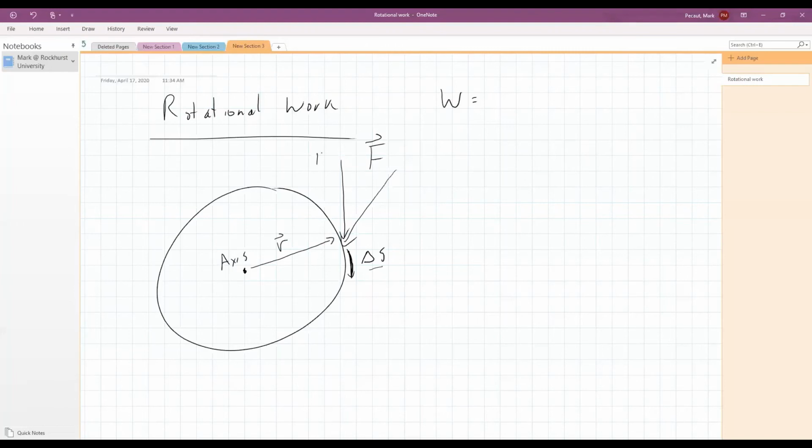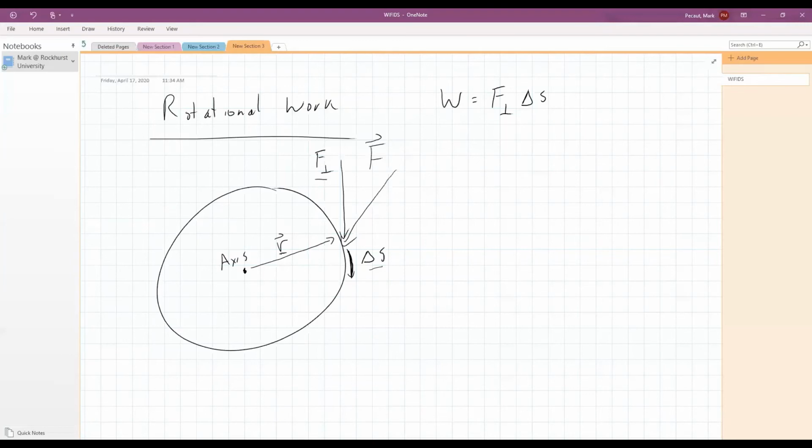So I'm going to call this F perpendicular. This F perpendicular, I'm going to take that and multiply that part of the force times delta S here. And remember that I'm calling this F perpendicular because it's perpendicular to R, my vector R, okay? So those are the parts of the force and the displacement that are in the same direction.